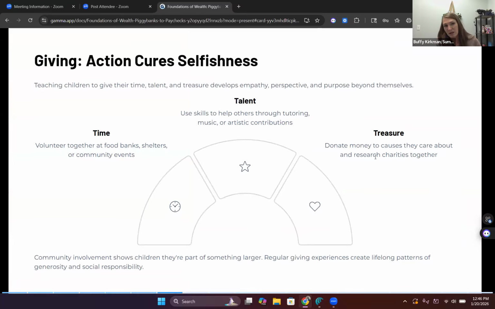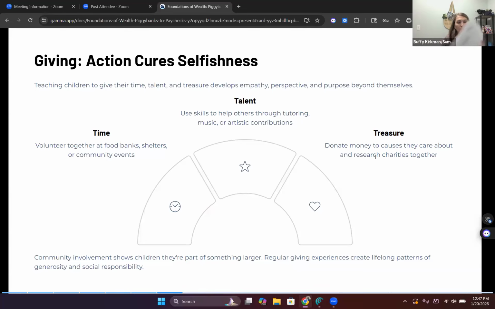And then last, giving money. So teaching children that they can give not just money, but they can also give of their time or their talent, or anything that they have is worthy to give to others. So community involvement is showing kids that they're part of something bigger. So if they see you give, then they're going to also want to give because they're going to emulate what they see. So if they see you donating your time or your talent or your money, then they're going to naturally want to copy the things that you're doing. So the best way to do that is to lead by example.